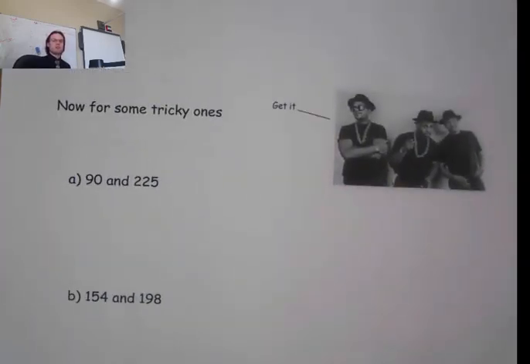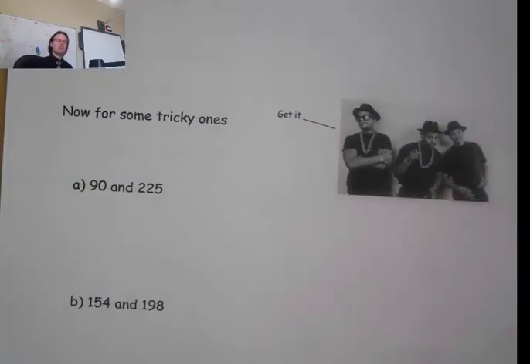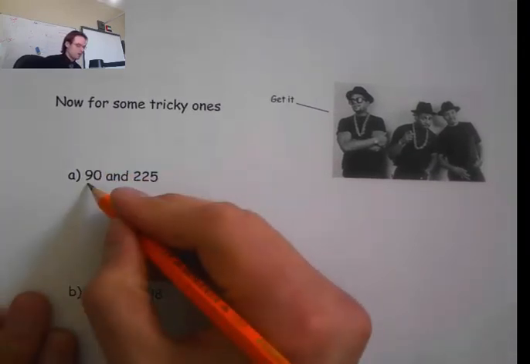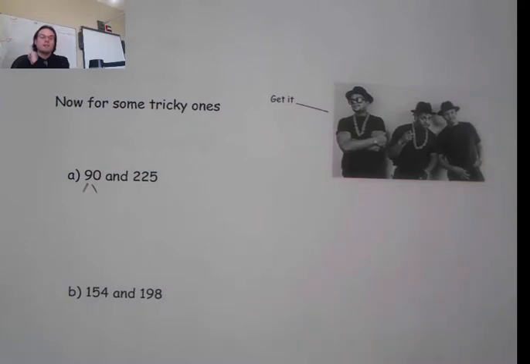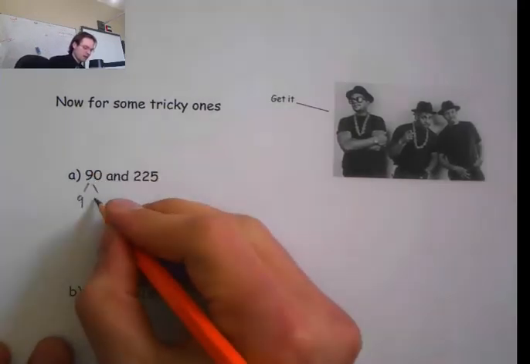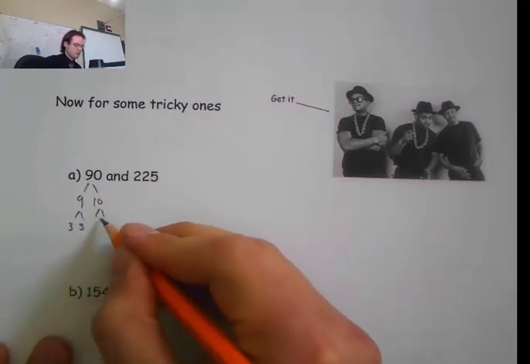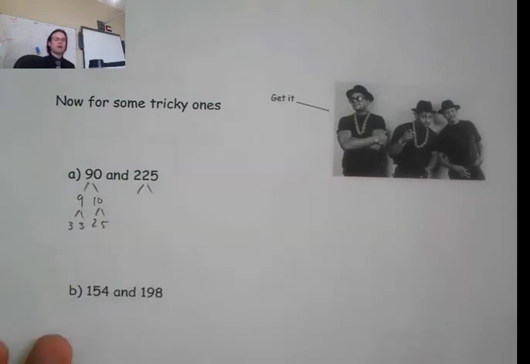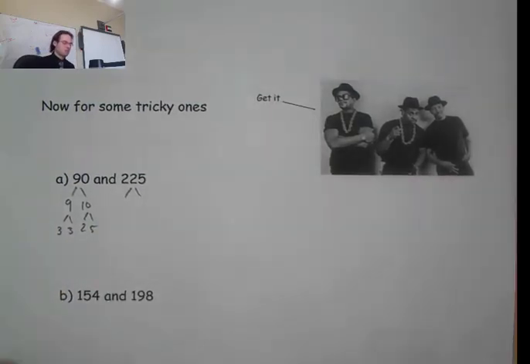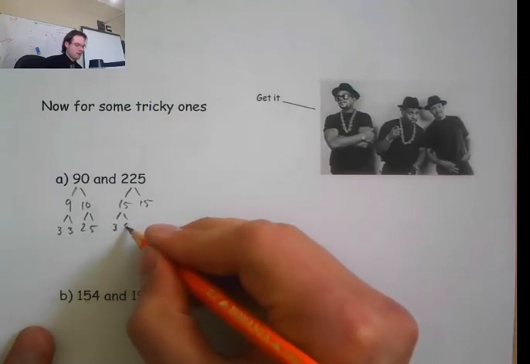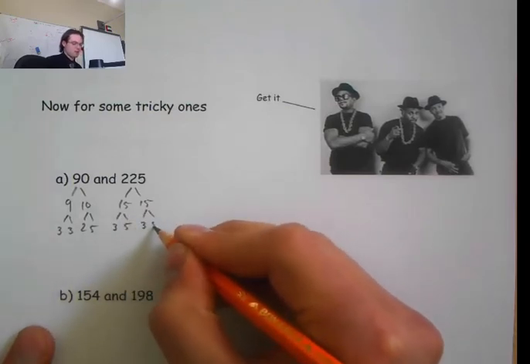All right? Now, I have some tricky ones. Just like Run DMC would say, they're tricky, these ones. So we have 90 and 225. Well, first step always is find my prime factors. Okay? So we have 9 and 10. 3, 3, 2, 5. 225, I know, is 15 squared. So 15 and 15. I have 3 and 5, 3 and 5.